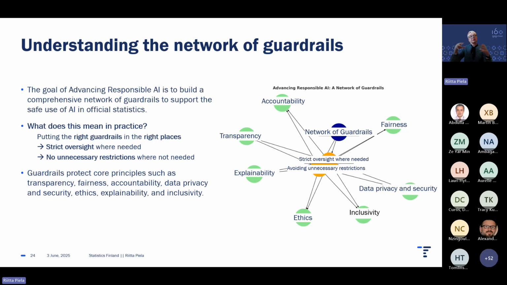And then again, let's put all these things together. There are many kinds of guardrails, and the goal of this whole project, advancing responsible AI, is to build a network of guardrails to support the safe use of AI, especially in official statistics. So what does it mean in practice? That you put the right guardrails into the right places: strict oversight where it's needed and no unnecessary restrictions where it's not needed. Guardrails protect the core principles of responsible AI.